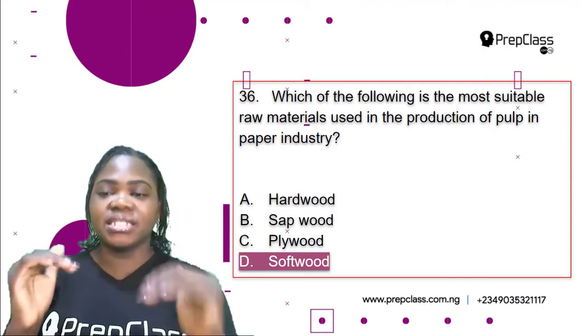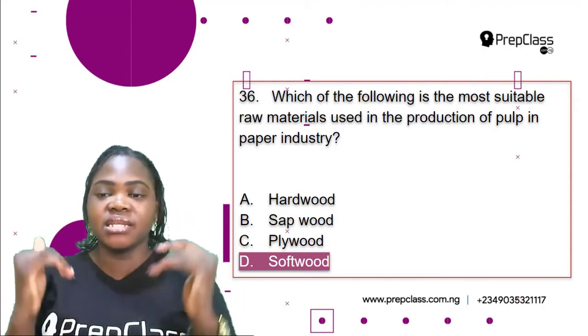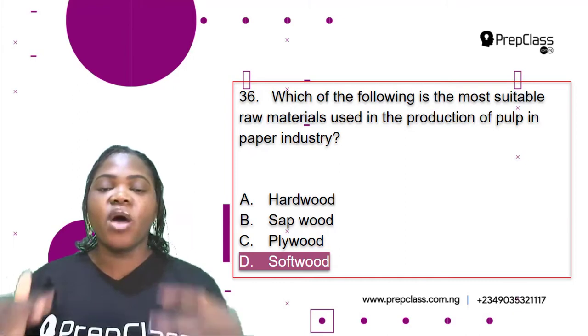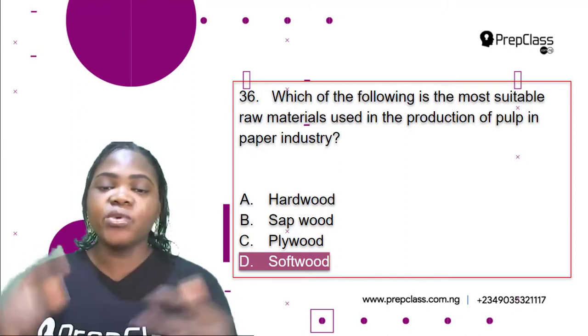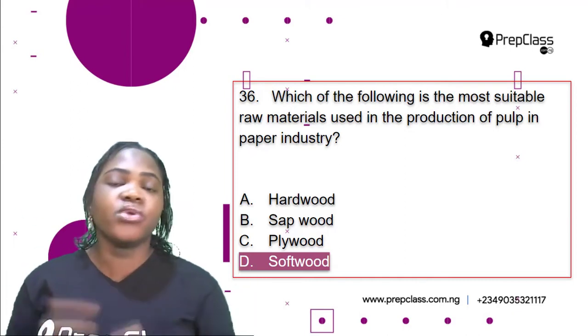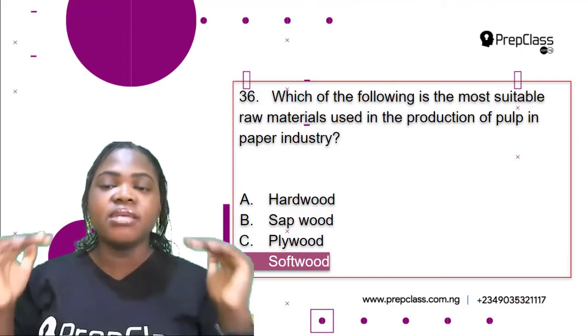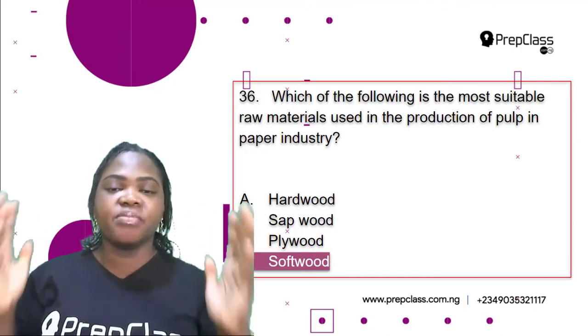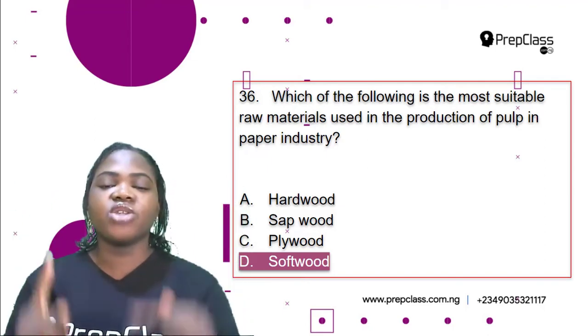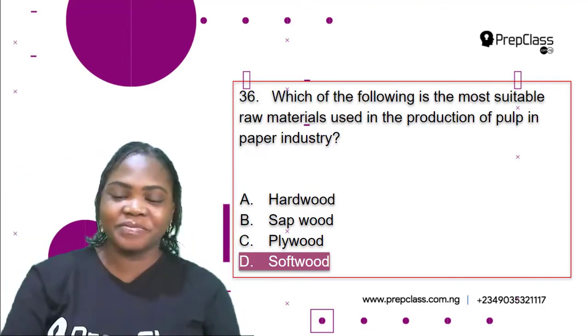Which of the following is the most suitable raw material used in the production of pulp in paper industry? Hardwood, sapwood, and plywood are not used in the production of pulp, but softwood is suitable in the production of pulp in paper industry. So the correct option is D. Check.